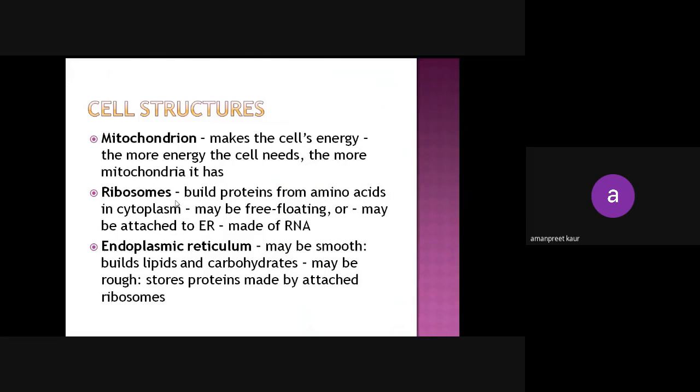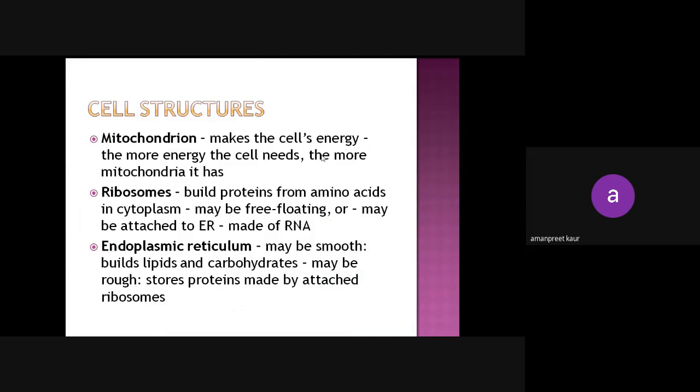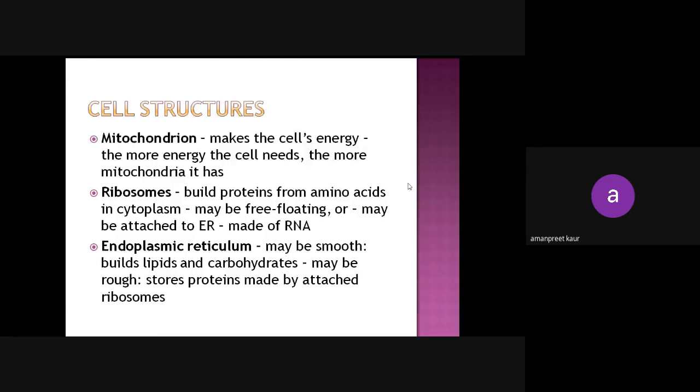Then the ribosomes are present over here. So these kinds of things, these all are ribosomes. The ribosomes build proteins from amino acids. Then the endoplasmic reticulum. At the starting there is the smooth endoplasmic reticulum, and at the end of the endoplasmic reticulum, the ribosomes get attached to it as small circles, and hence we call it the rough endoplasmic reticulum.